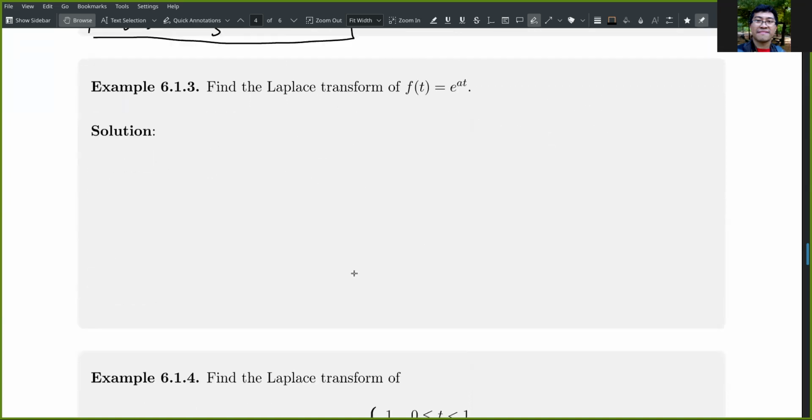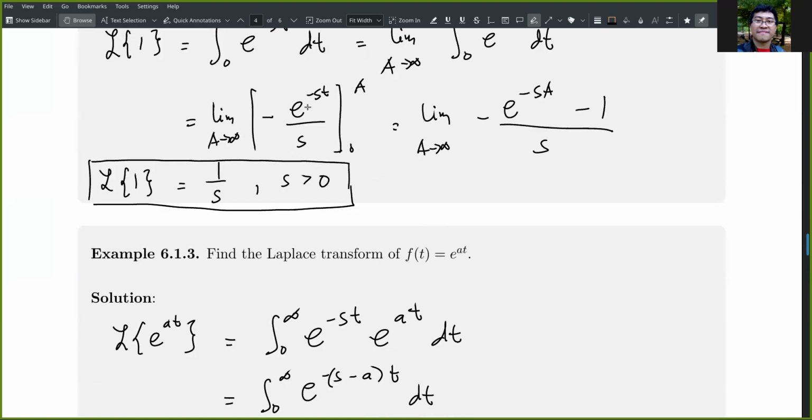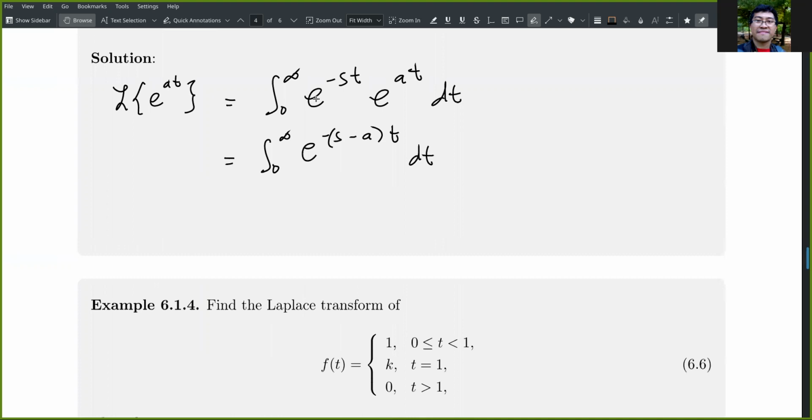Another example, find the Laplace transform of f(t) equals e^(at). Taking the Laplace transform of e^(at), that's equal to the integral from 0 to infinity of e^(-st) e^(at). This is simply the integral from 0 to infinity of e to the minus (s minus a)t dt. Similar to what we have here, except that instead of s, we have s minus a. And the answer is simply 1 over s minus a, with the condition that s is greater than a.